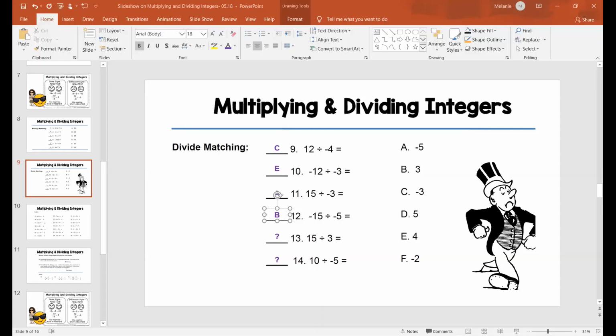Awesome. And then 15 divided by 3, I'm going to do that one because it's just too easy. That would just be D, 5. So what would this last one be, Martin? Let's see if I call on you quick enough. Martin, what would 10 divided by negative 5 be? F, negative 2. Excellent. Awesome. Thank you so much, Martin.